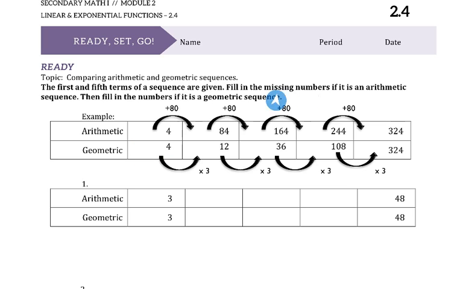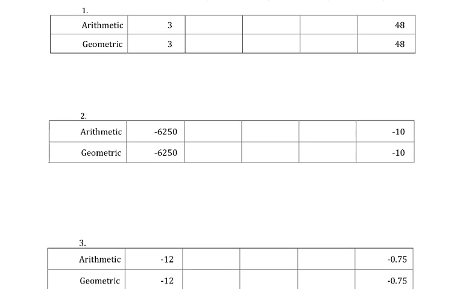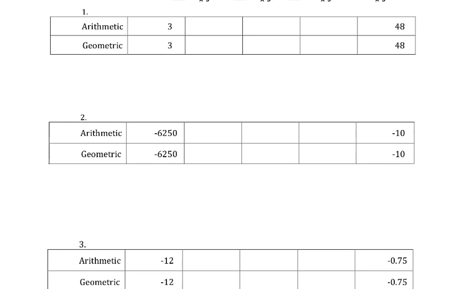For example, starting at 4 and getting to 324, we'd have to add 80 each time. Geometrically, we'd be multiplying by 3 to get to each one. Okay, so arithmetically, if we want to go from 3 to 48, what are we going to have to add? It can be difficult to think through, so a good way is to realize we would be adding a number 4 times, so it would be some number plus some number plus some number plus some number to get to 48.